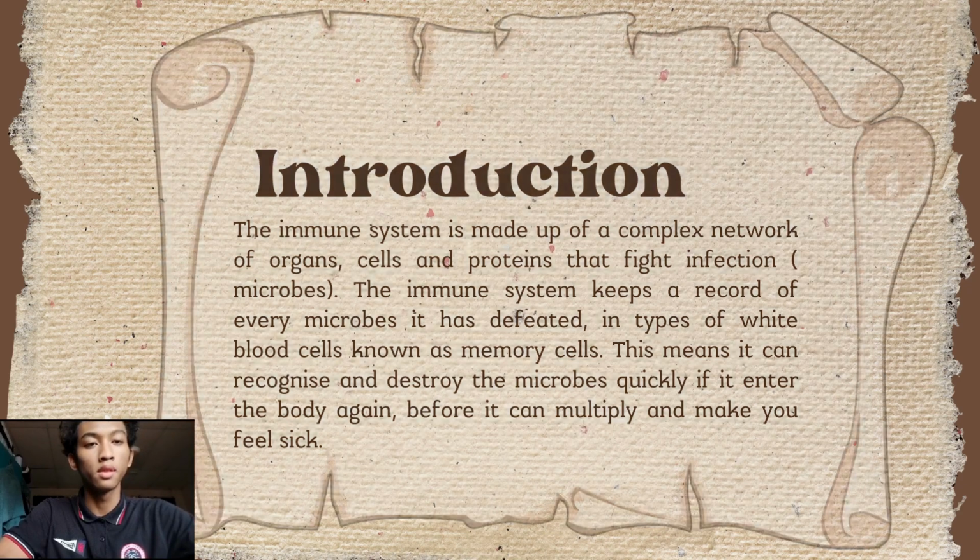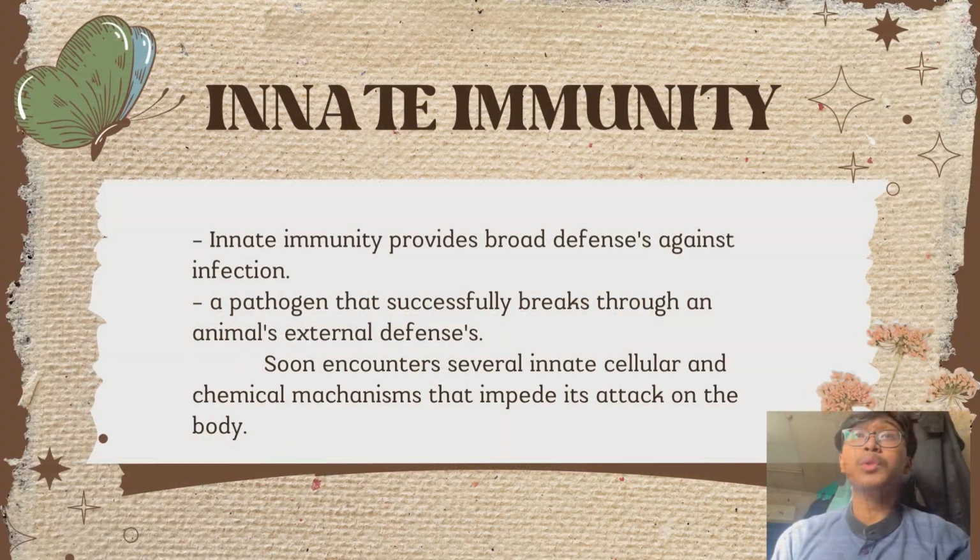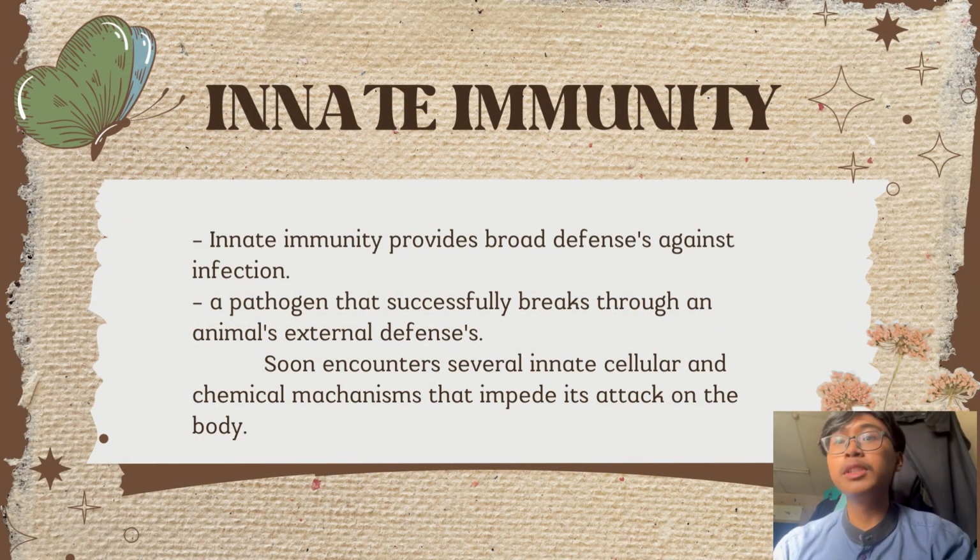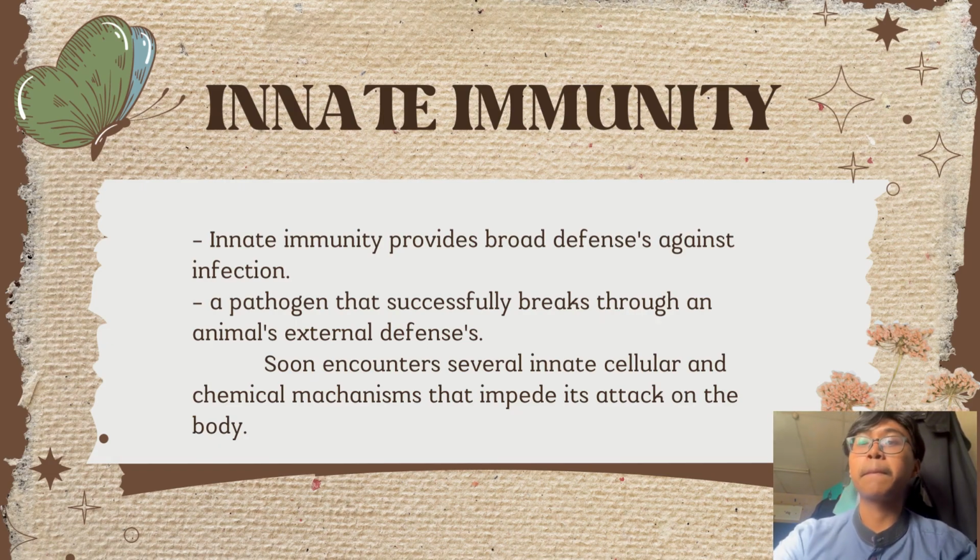Okay, next we will explain innate immunity. Innate immunity provides broad defense against infection. A pathogen that successfully breaks through an animal's external defense soon encounters several innate cellular and chemical mechanisms that impede its attack on the body.